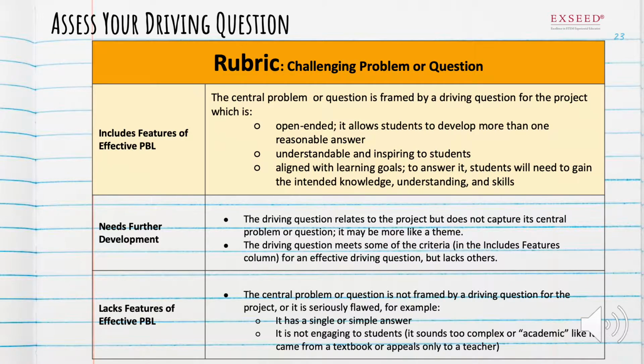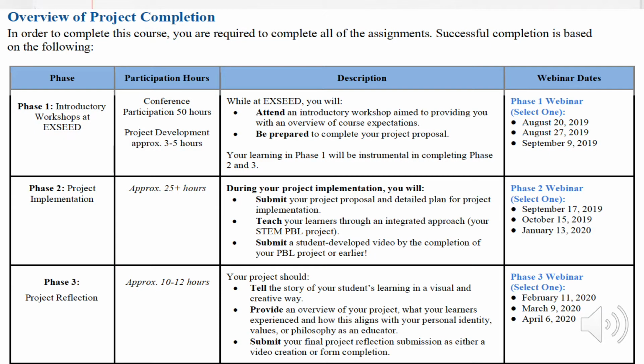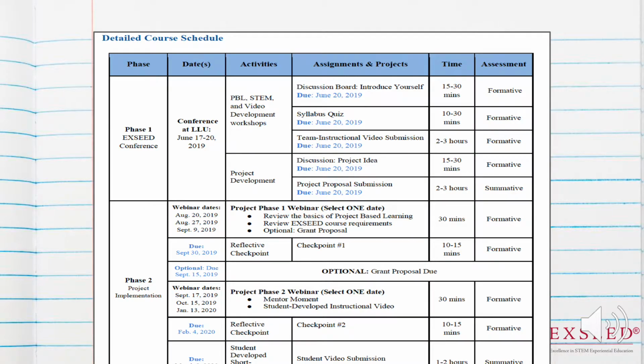Requirements, we have our overview of project completion here in this chart, and this is in Canvas in the syllabus. So this is just a reminder for you to make sure that you see how the project is being broken up into 3 phases. And these bullets are really here to help you along the way, and the detailed course schedule, of course.